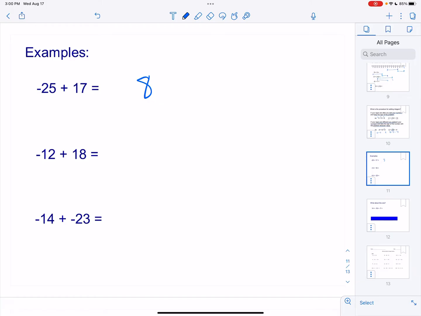Now, which one of those 2 numbers is going to be farthest from 0? Which one would have the greater absolute value? The -25, so it's a -8. Do the same thing on the next one.